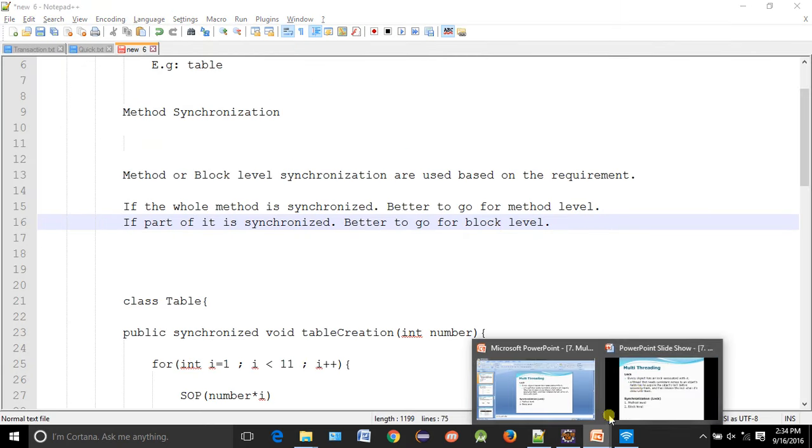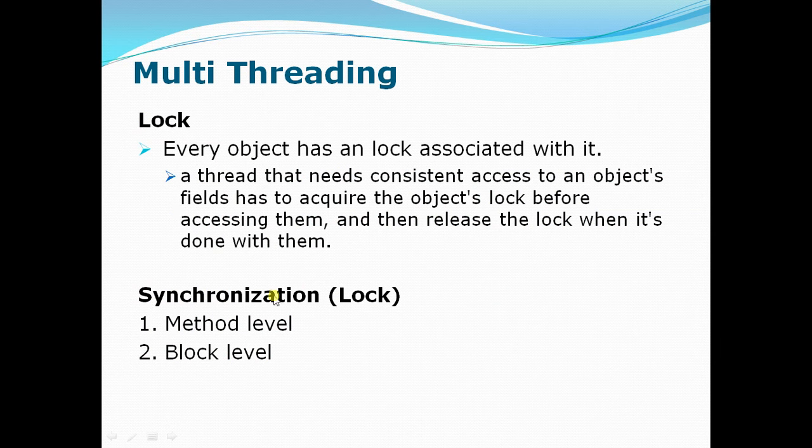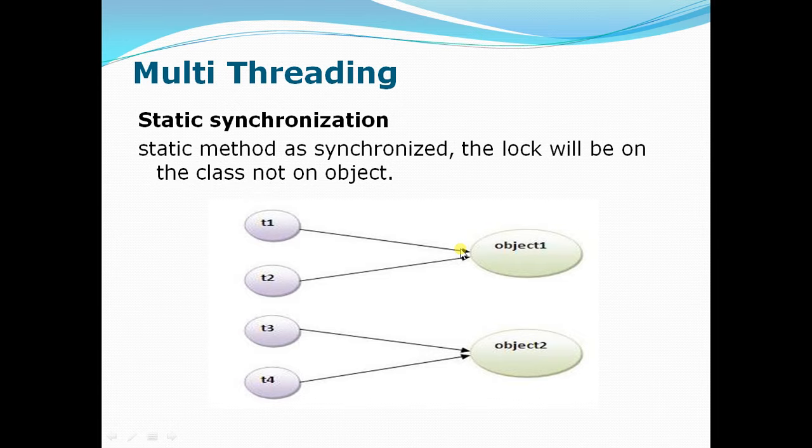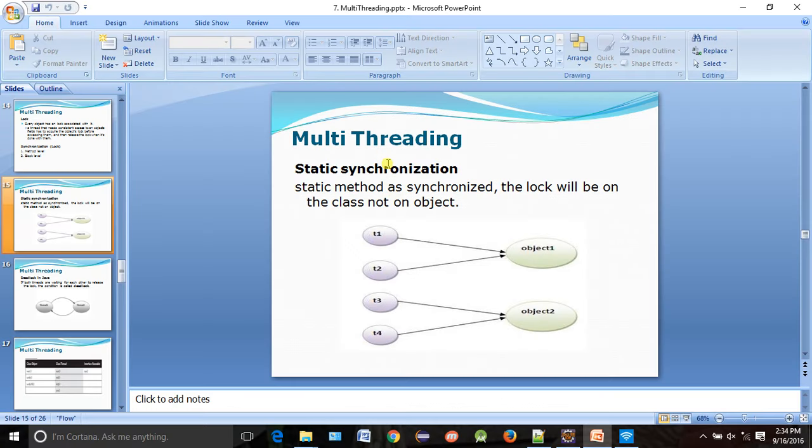So yeah, we will wrap it up here. So synchronization can be achieved in two ways: method level and block level. Okay, and we'll continue from here. Okay, next is static synchronization.